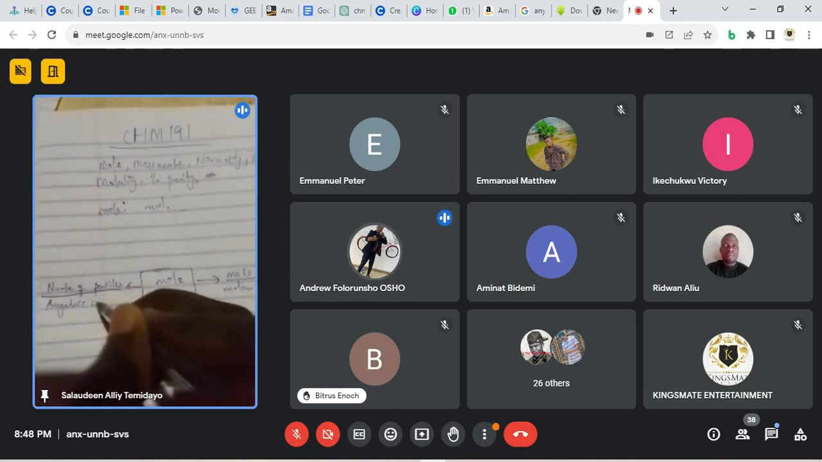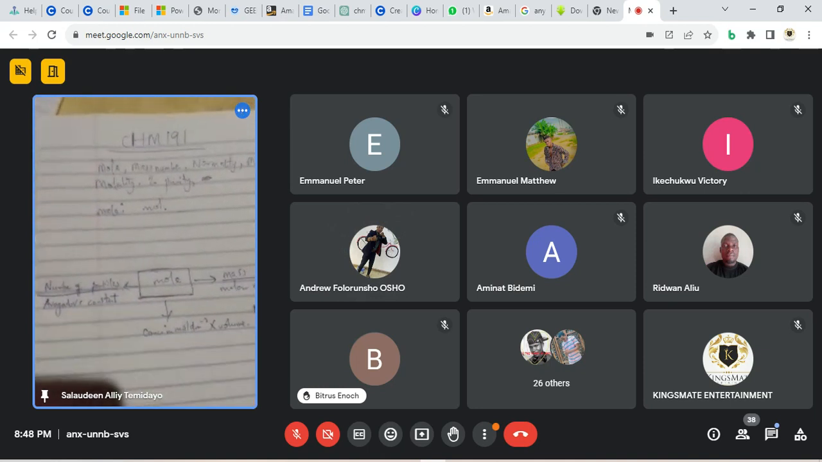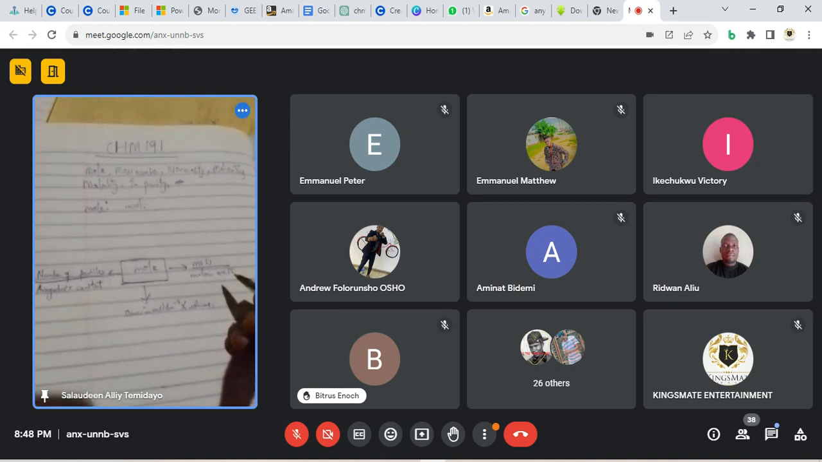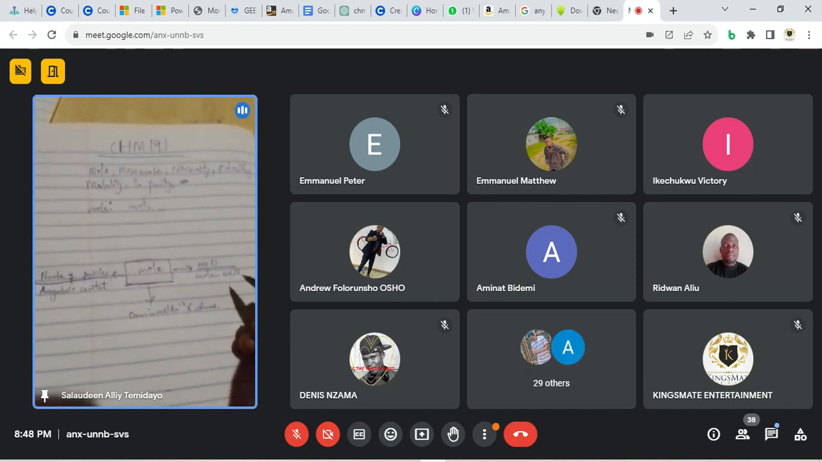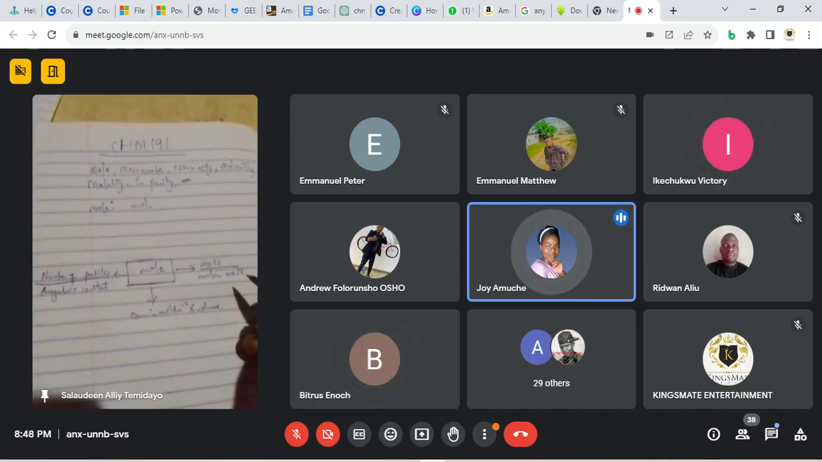Who is going to write the Avogadro's constant out for us? What do we mean by the Avogadro's constant? Is there anyone that will write it out for us? The Avogadro's number. I suppose someone is writing it already. Anyone? I think it's 6.02 times 10 to the power 23.